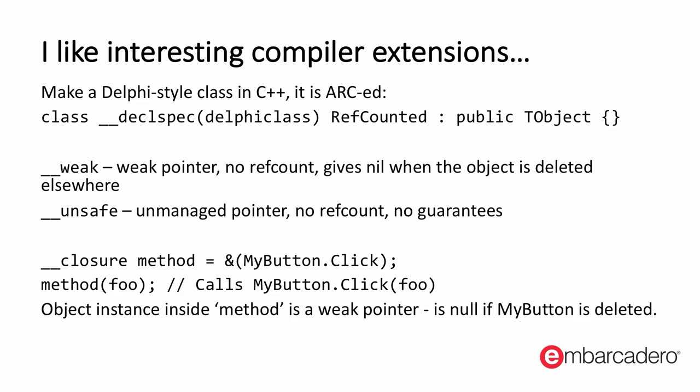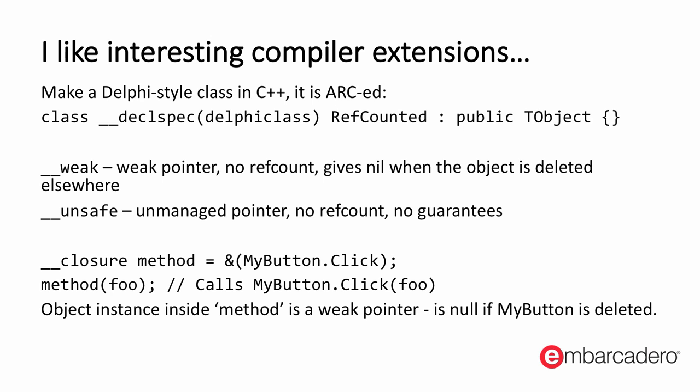There are also some compiler keywords. You can use __weak to store a weak pointer to an object. That is, when the object is destroyed, the pointer will automatically become nil. You can use __unsafe to store a pointer to the object that is not managed in any way. It does not affect the reference count and is not nulled.